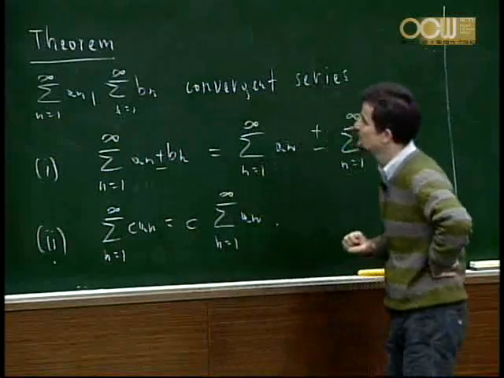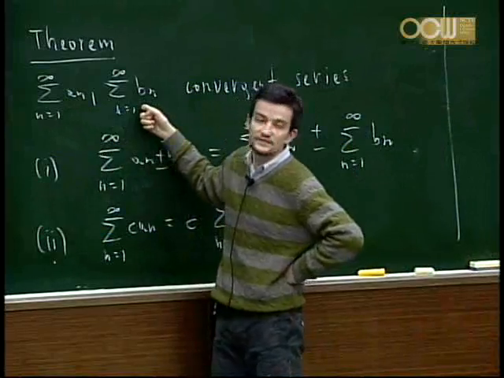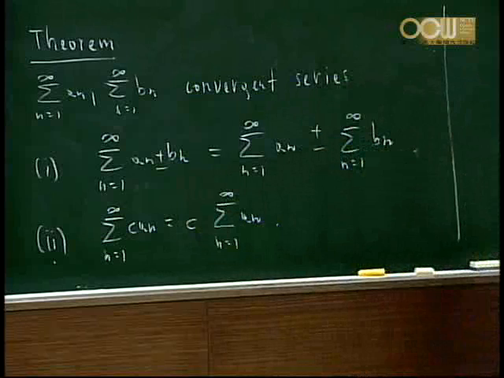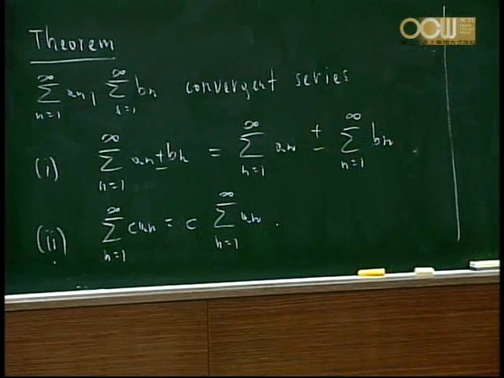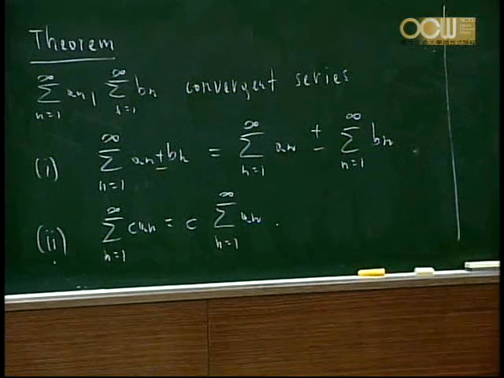So if this series is convergent and this series is divergent, then this new series is divergent as well. I just told you the proof by contradiction.